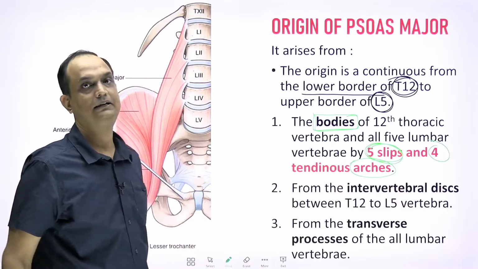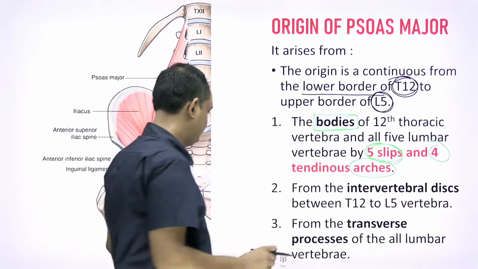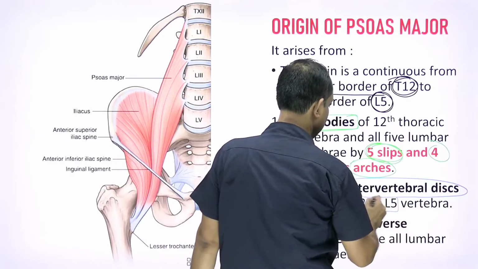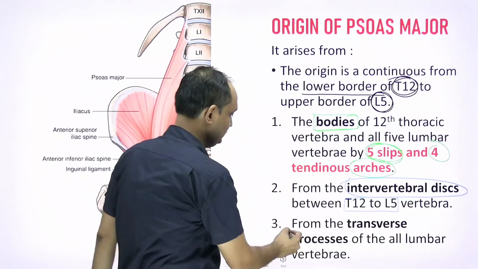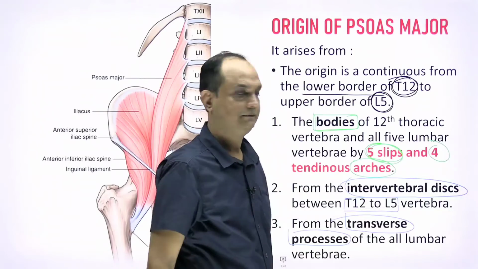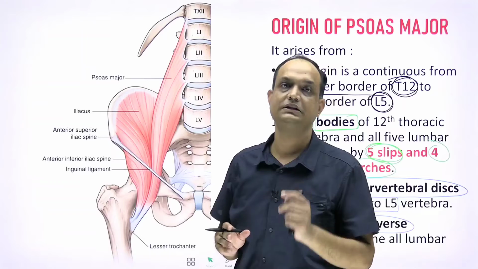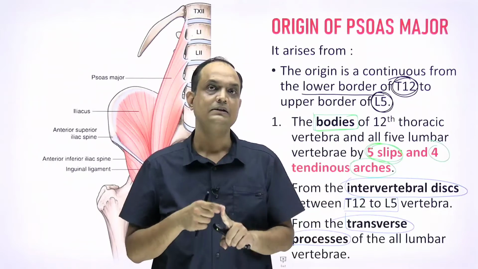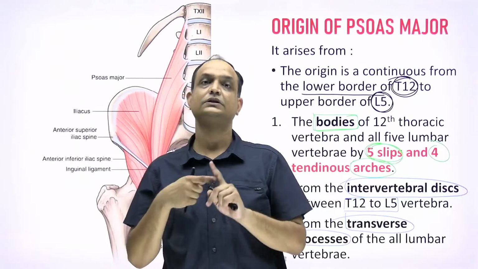The second thing is that the origin is not only from the bodies but also from the intervertebral discs, which are between T12 to L5, and lastly from the transverse processes of the lumbar vertebrae. So there are 3 areas of the vertebral column which give origin to the psoas muscle. First is the vertebral body, second is the intervertebral disc, and third is the transverse process.